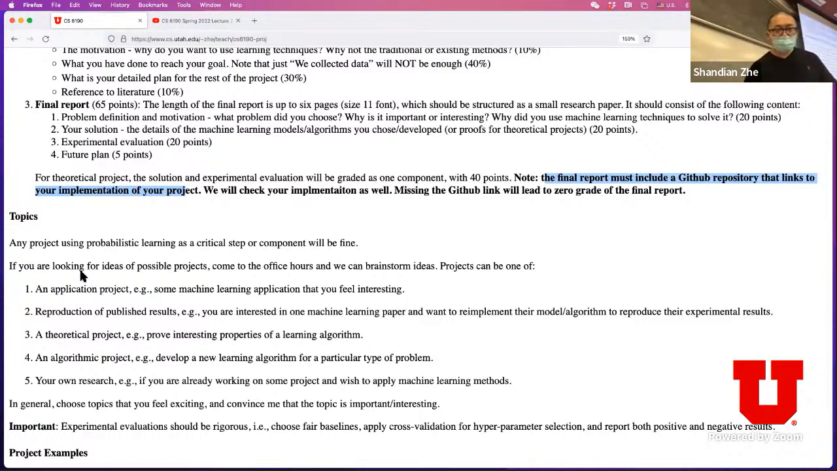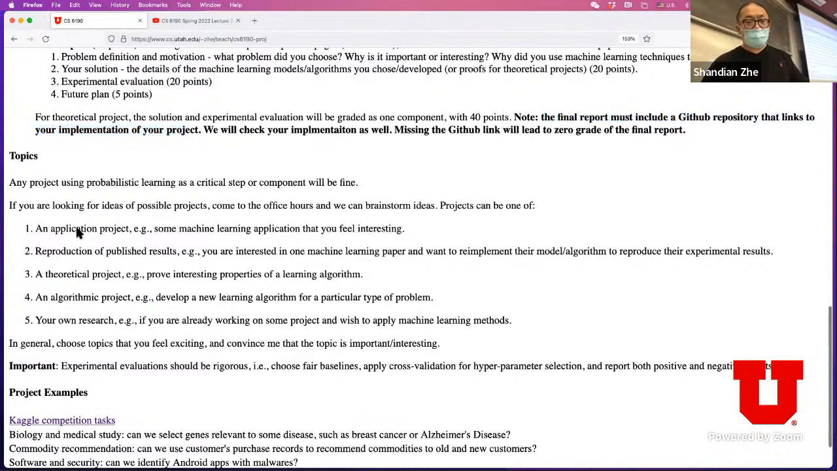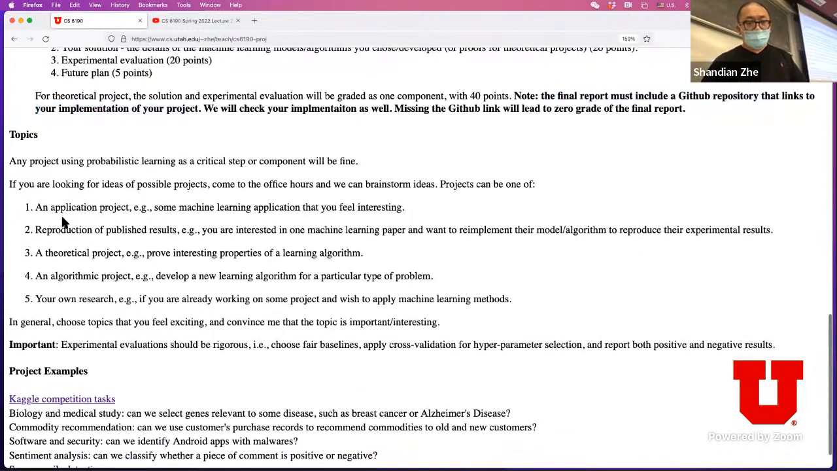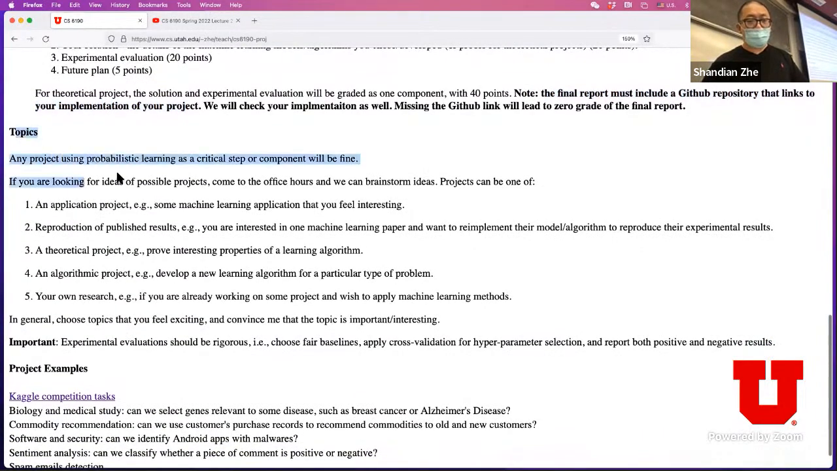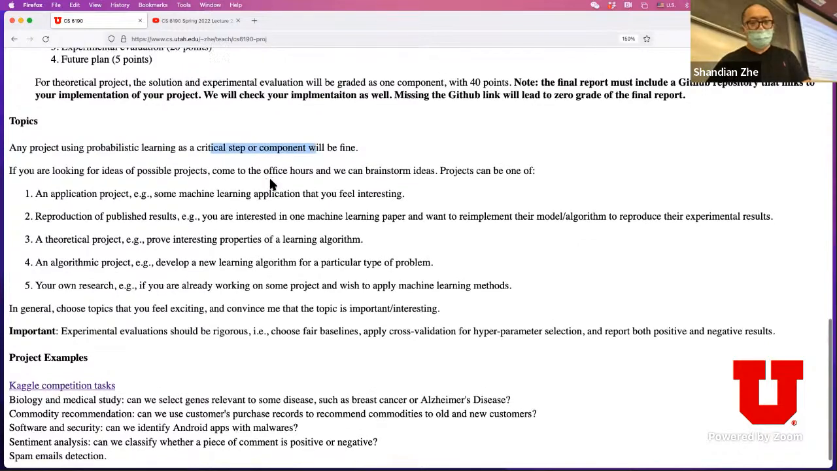Okay, so here we just list the possible topics which you can choose to do the research project, right? So any project using probabilistic learning as a critical step, all components will be fine. Okay?